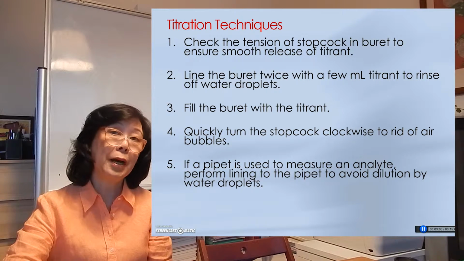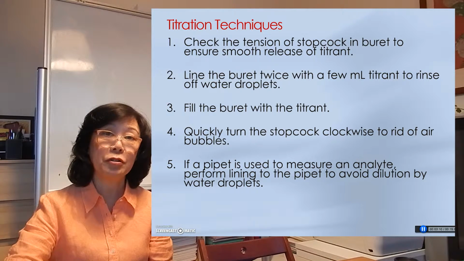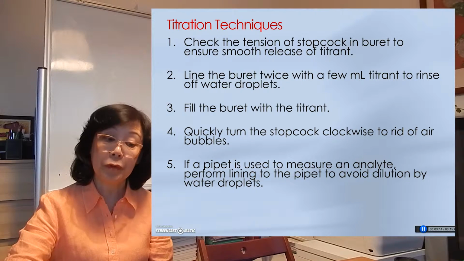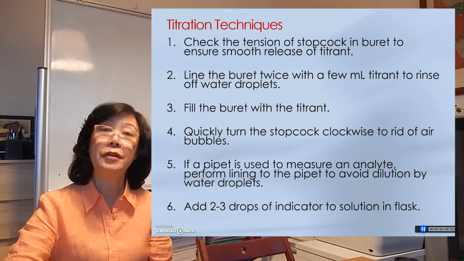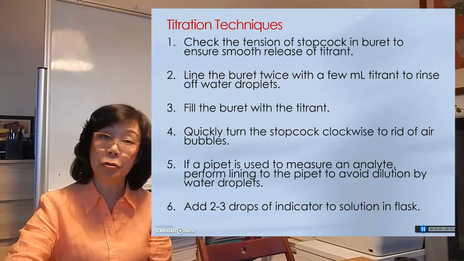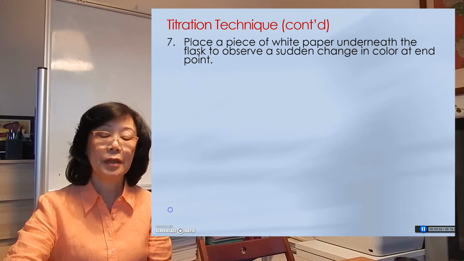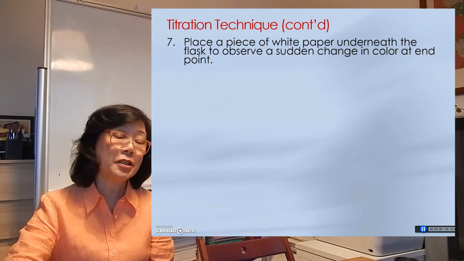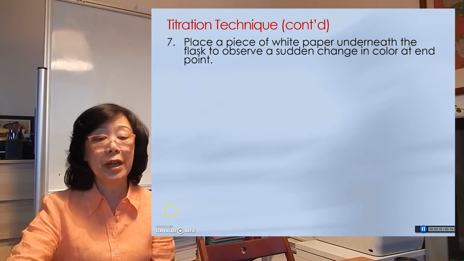Now we are going to pipette the analyte. We need to do some rinsing of the pipette to make sure that any contaminant or any water droplet will be removed. Now we add 2 to 3 drops of the phenolphthalein indicator to the solution in the flask. I usually would place a piece of white paper underneath the flask because then I can see the change in the color very accurately.